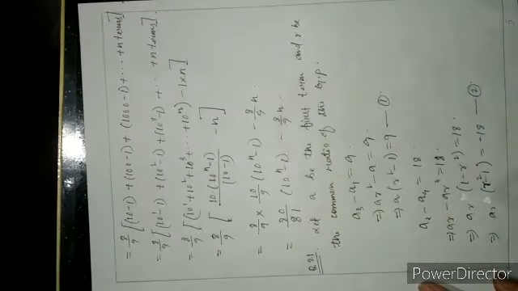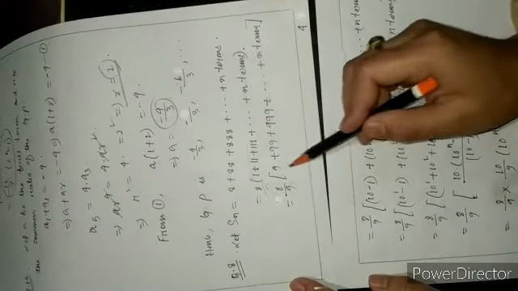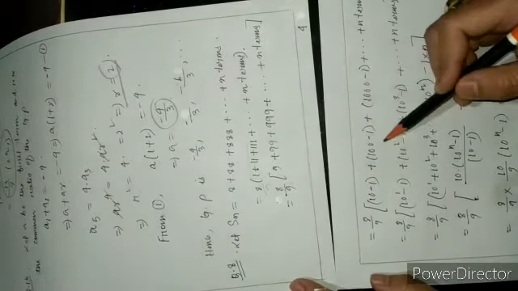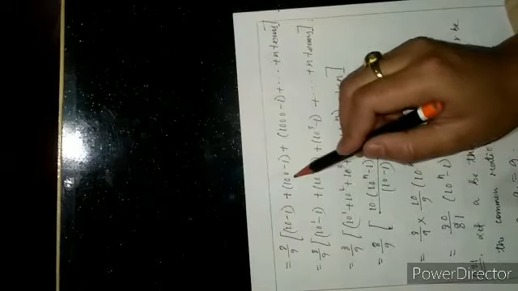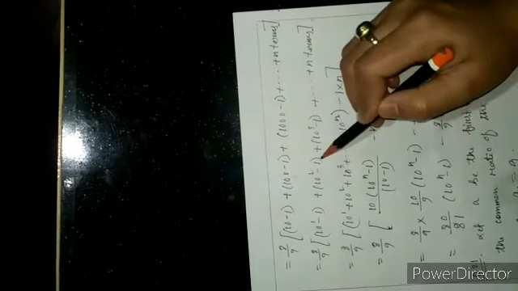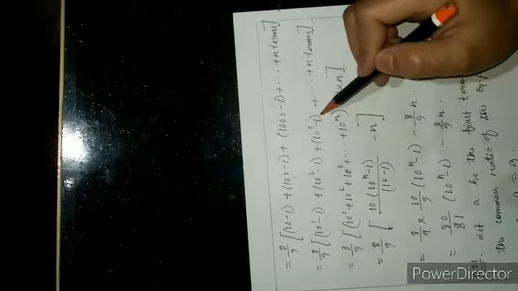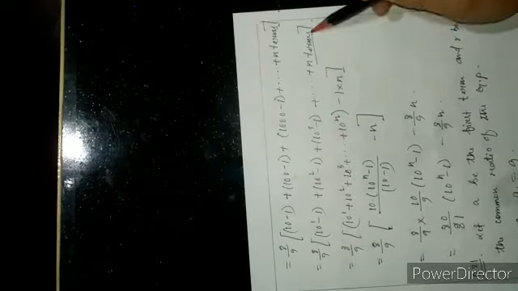Now 9 can be expressed as 10 minus 1, 99 can be expressed as 100 minus 1, and 999 can be expressed as 1000 minus 1, up to n terms. So 8 by 9 times (10 minus 1, plus 10 square minus 1, plus 10 to the power 3 minus 1, and so on up to n terms). Now we sum up to n terms.